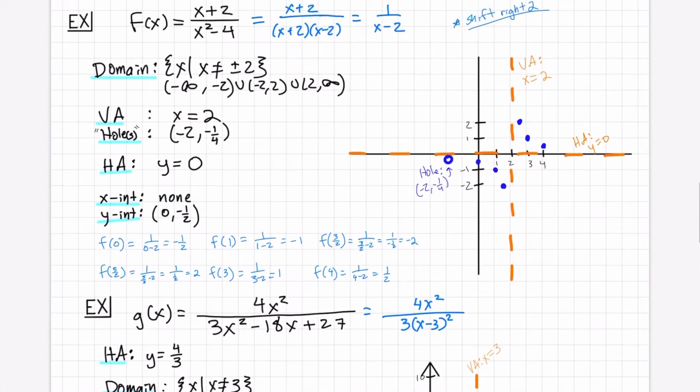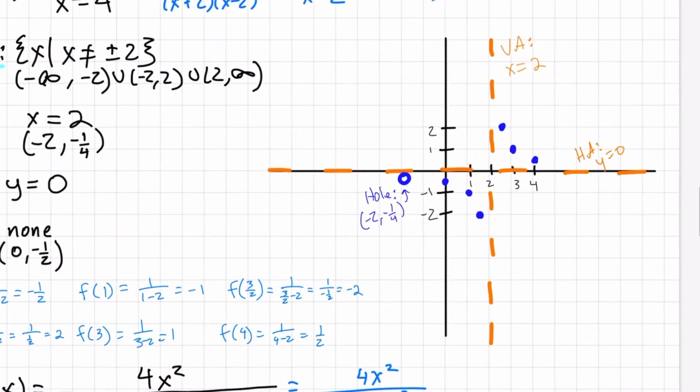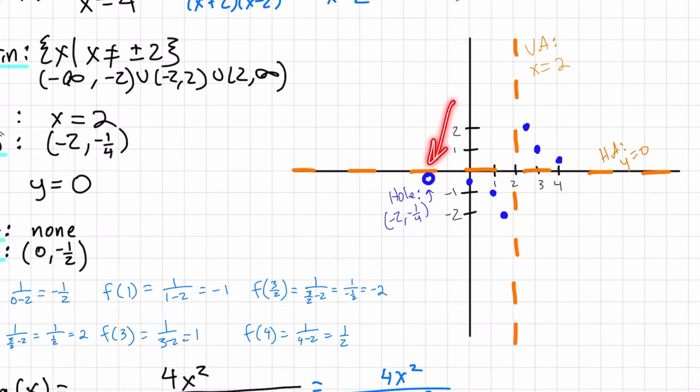So now we're ready to graph this. Now that I have all my points in place, I'm going to be mindful of this hole. Whenever I graph around this hole, I'm going to go through the dots, approach that hole, pick up my pen, go to the other side, and then move on. All right, so let's graph this.